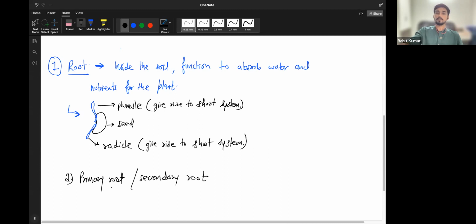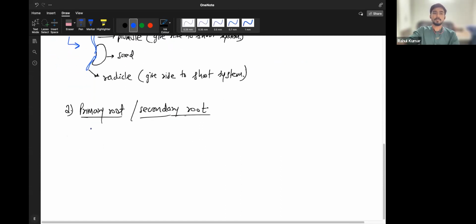Primary root and secondary. So when the radicle develops, it forms the primary root first. It is a straight root that goes into the soil. If I draw it, this is the plant inside the soil. This plant forms this one long root which goes straight, which is called the primary root. Is it clear?